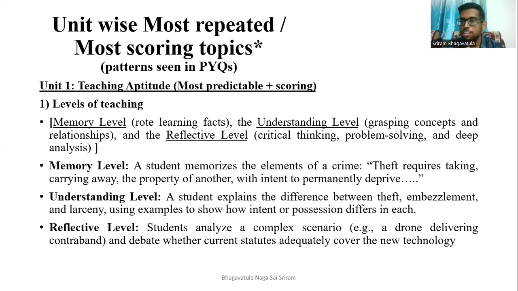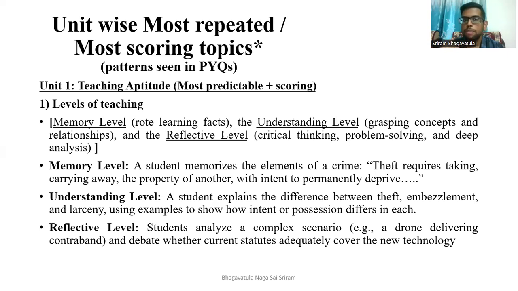Next, grasping the concept is related to the understanding level, and the critical thinking part is related to the reflective level of teaching, right? So these are the different levels of teaching which are already there. Okay, so let us try to understand with examples what is related to this memory level.